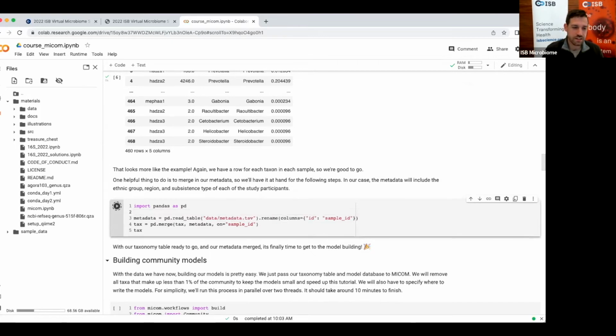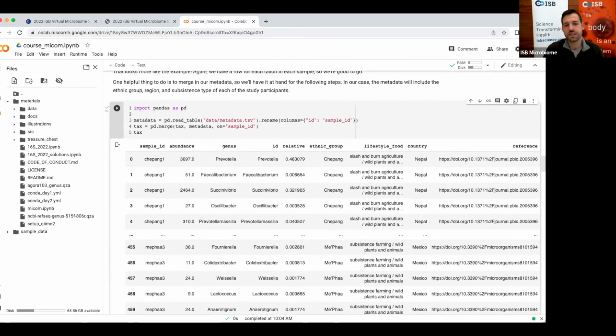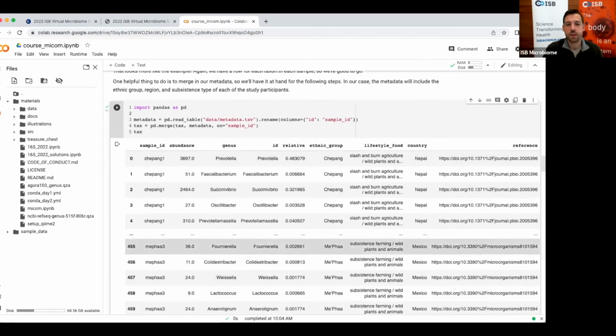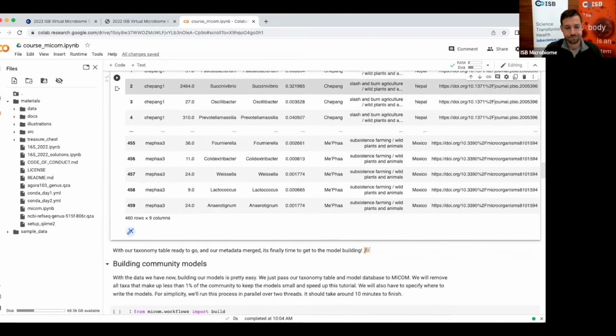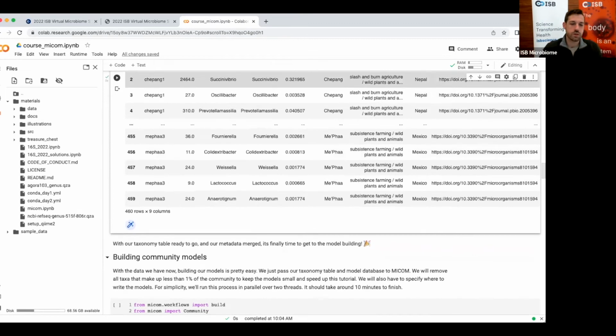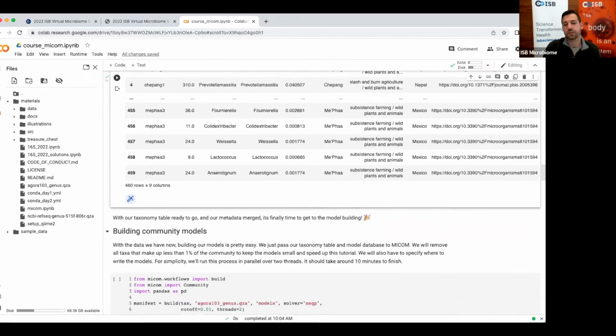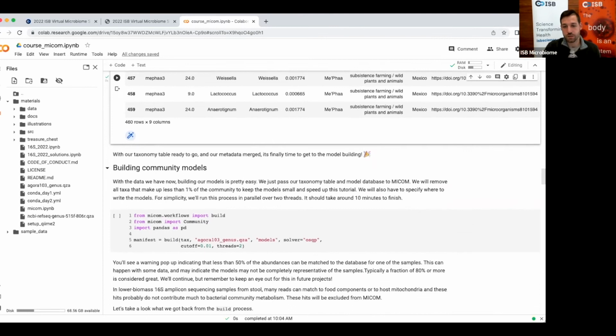So if we run this and then take a look at our output, we see that we still have our same taxonomy table, but now we've merged it with our metadata. So in addition to abundance, we also have ethnic group, subsistence type, and country of origin for all of our samples. Cool. So with our taxonomy table ready to go, and now our metadata is merged, now we are really ready to start building our models in Mycom.